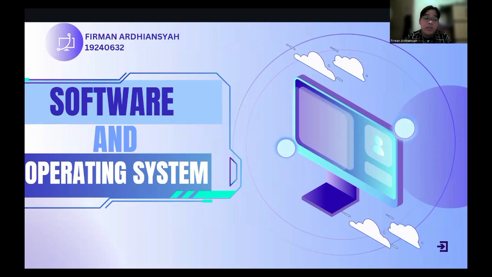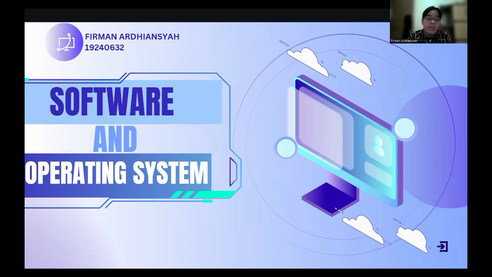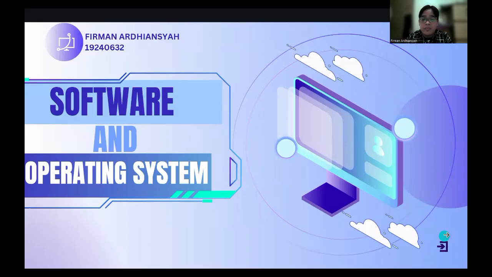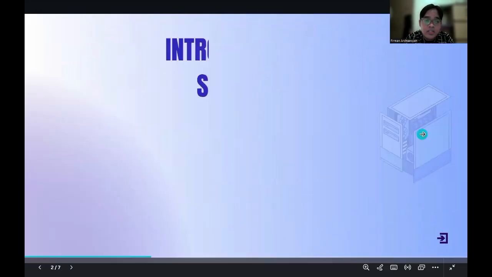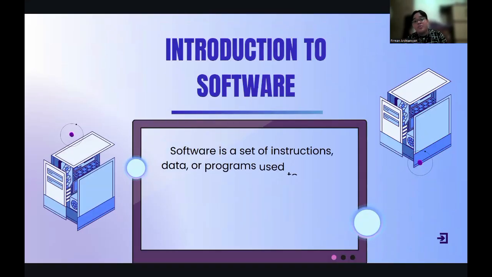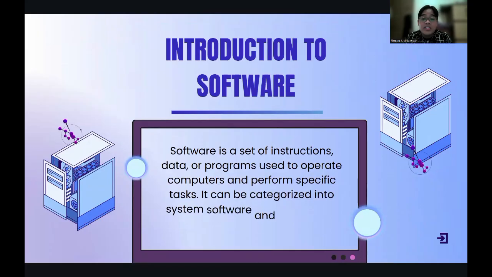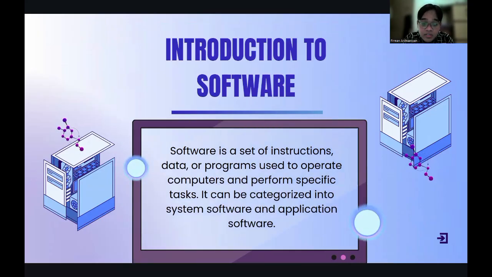And this time I will explain about software and operating systems. First, introduction to software. Software is a set of instructions, data, or programs used to operate computers and perform specific tasks. It can be categorized into system software and application software.